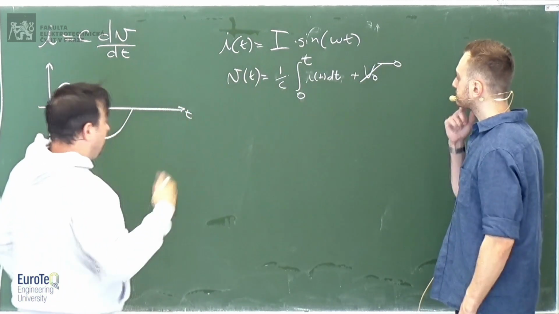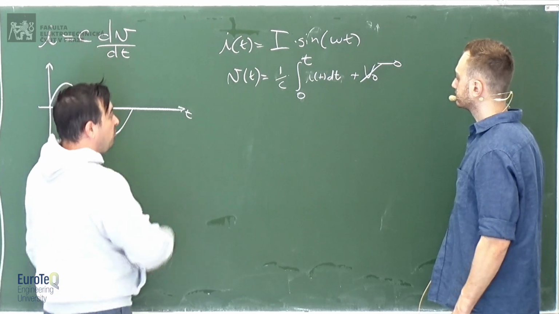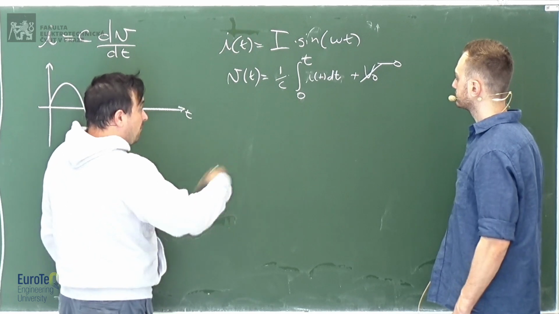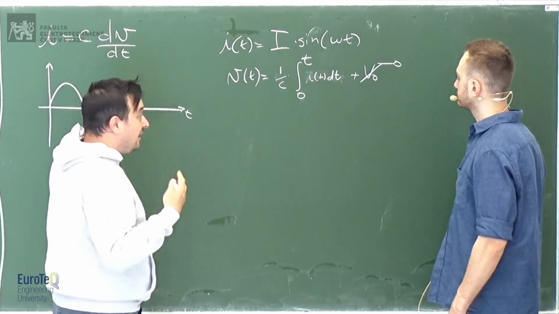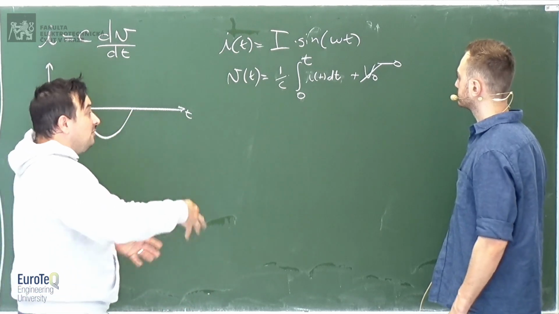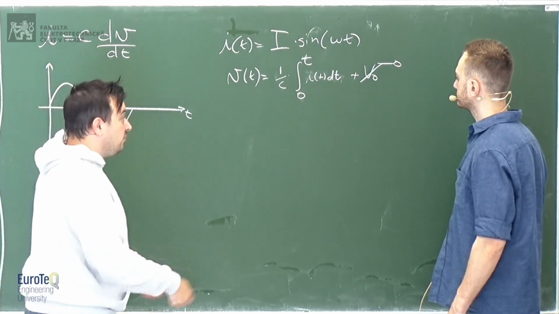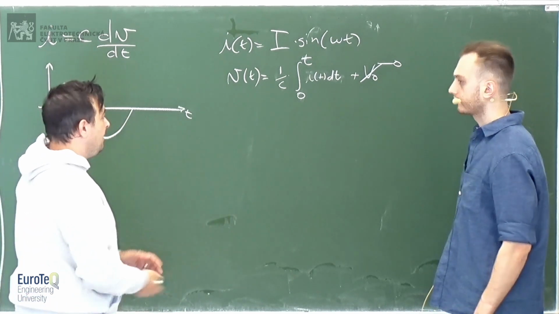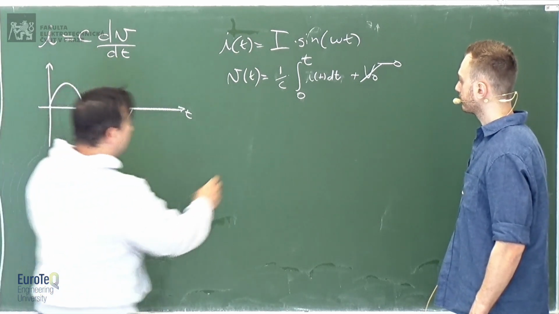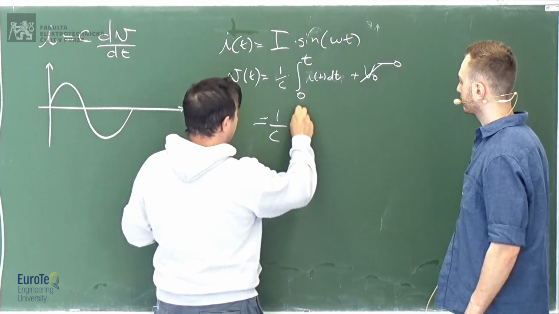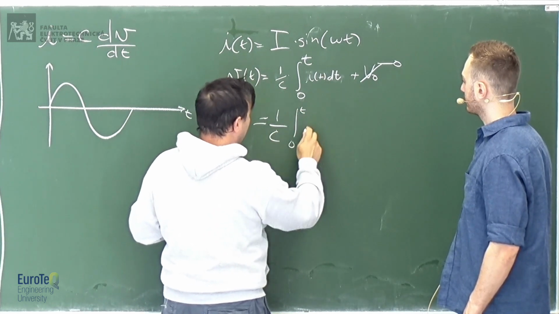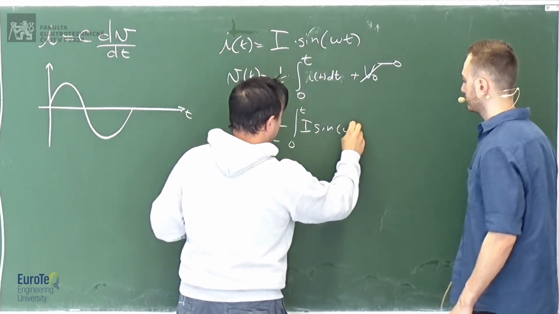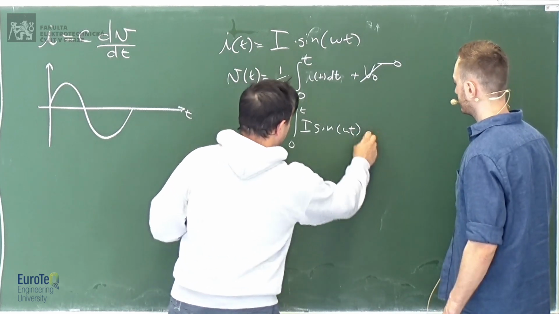Generally speaking, if you have a capacitor, you put some current in, and the result of all this current that you put in, summed together, will give you the voltage. That's the idea of the integral: you sum up all this current, all this charge that you put over time in this capacitor, to build up a voltage. So you have 1 over C times the integral from 0 to t of I sine omega t dt.